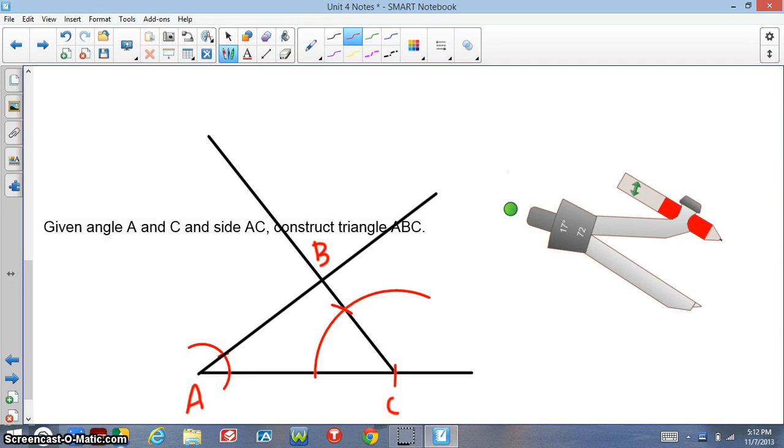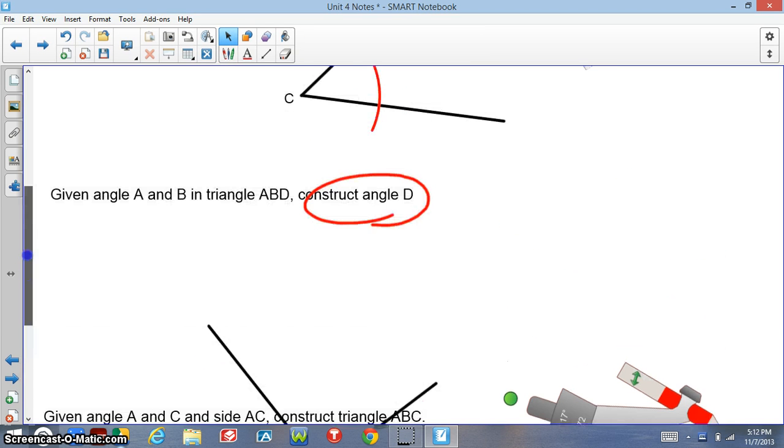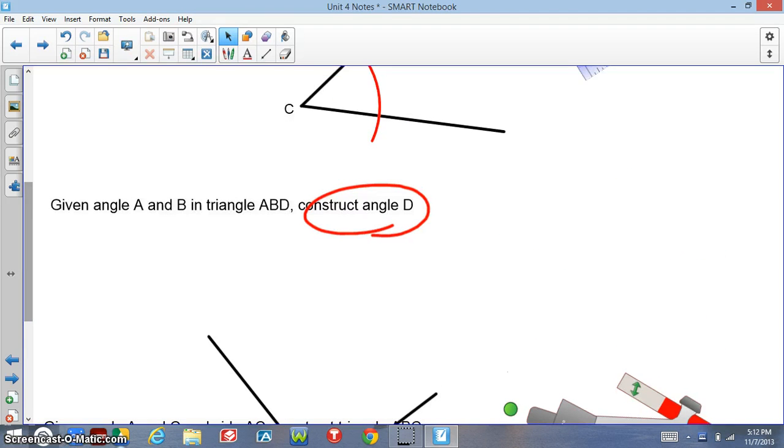Okay, that's it. Now make sure that you look at this example and try and make sure that you can figure out a way to do that. And I'll ask for at least 1 or 2 volunteers on how you're able to construct that angle D. And there's a couple different ways to do it.